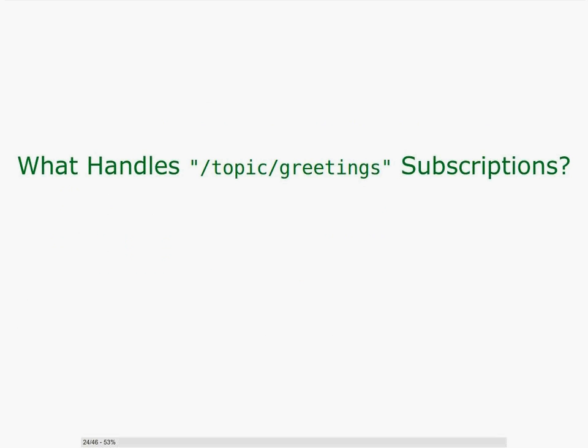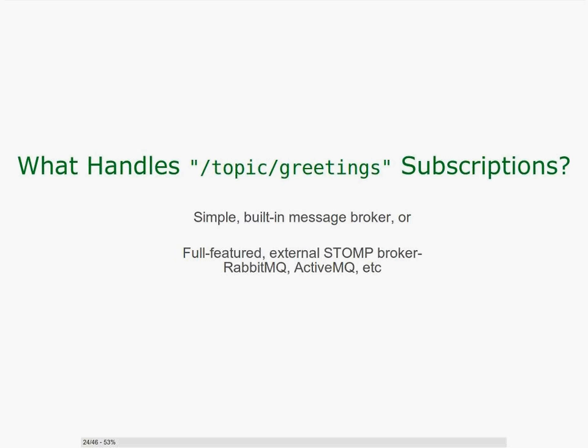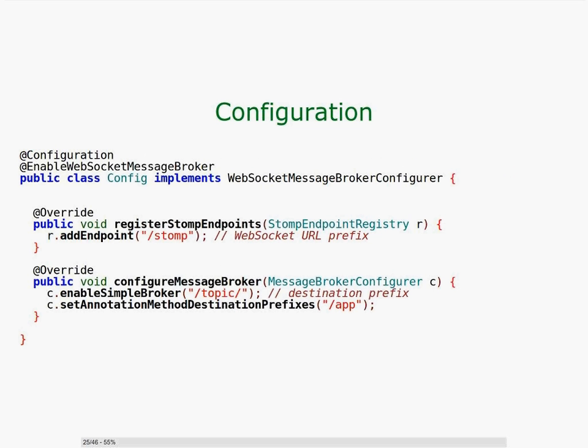So what actually handles /topic/greetings? What is this going to be handled by? Well, we provide a simple built-in message Stomp broker, which can take these messages and keep track of subscriptions, or you can use a full-featured external Stomp broker. And when I say external, that could mean an external process in the case of Rabbit, which of course is built on Erlang, so it's running outside the JVM. Or it can be ActiveMQ, which can run even in the same process as your application. Either way, we'll come back to this in a moment.